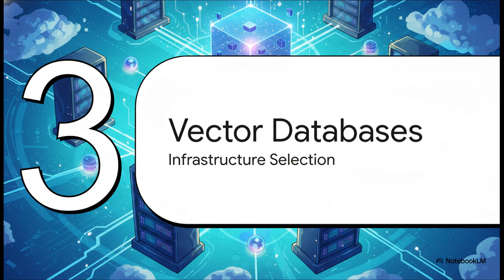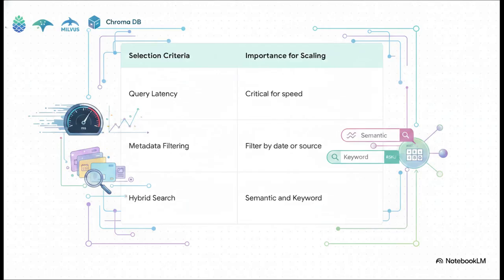Section 3. Scaling vector databases. Infrastructure selection. So, the crucial point here is once we have these perfectly chunked and embedded documents, where are they actually going to live? Let's pivot to the infrastructure that will house our vector embeddings. When we're selecting our vector infrastructure, we really need to carefully weigh our options, particularly between fully managed solutions like Pinecone and open-source giants like Milvus.